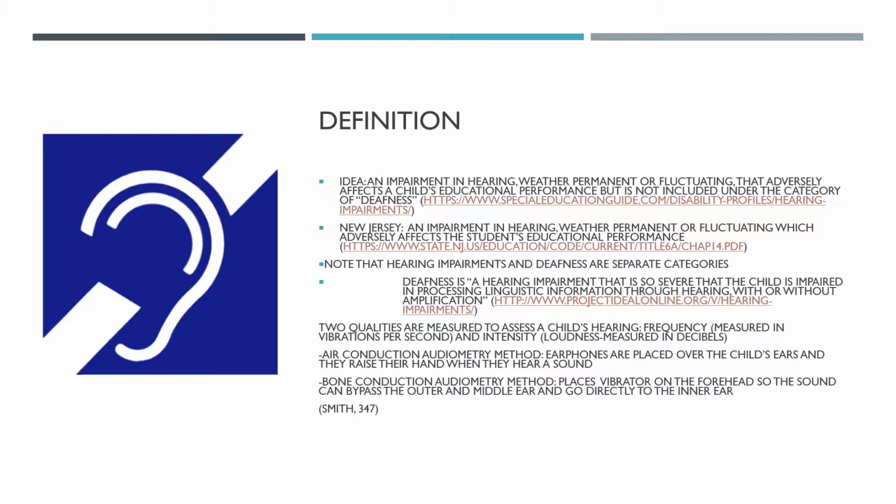The first one is the air conduction auditory method. This one is usually done at the pediatrician, at the child's yearly well visit, and this is when earphones are placed over the child's ears and they raise a hand when they hear a sound. Then the bone conduction audiometry method is usually done by the school nurse, and that's when a vibrator is placed on the forehead so the sound can bypass the outer and middle ear and go directly to the inner ear. The most common one is the air conduction audiometry method, but the other one can be done as well.